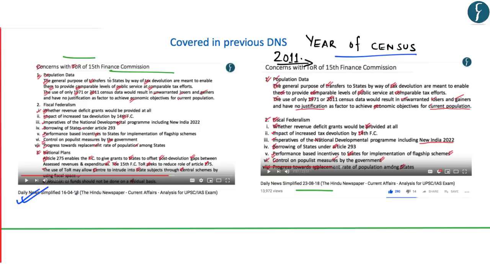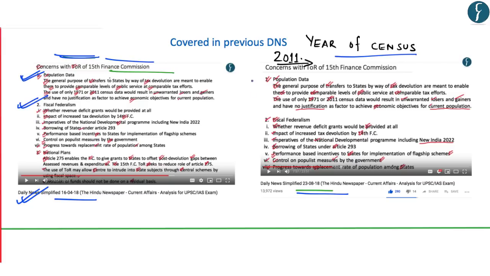As you can see, this particular news on the terms of reference of 15th Finance Commission was covered comprehensively on the video dated 16th April 2018, and again the same issue was covered on 23rd August 2018. So you see, we have tried to discuss every particular issue with respect to terms of reference, particularly with reference to population data as well as fiscal federalism.